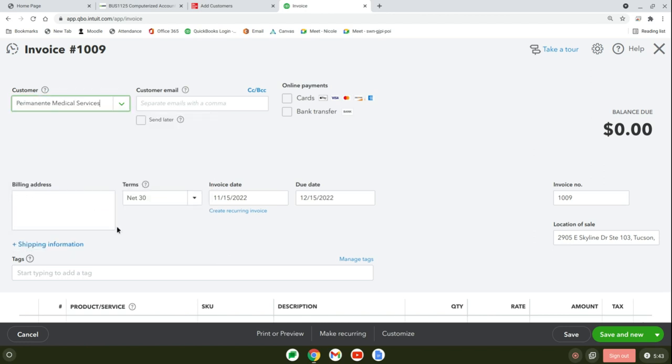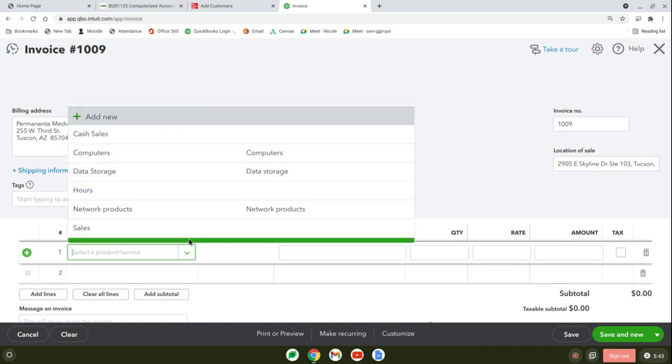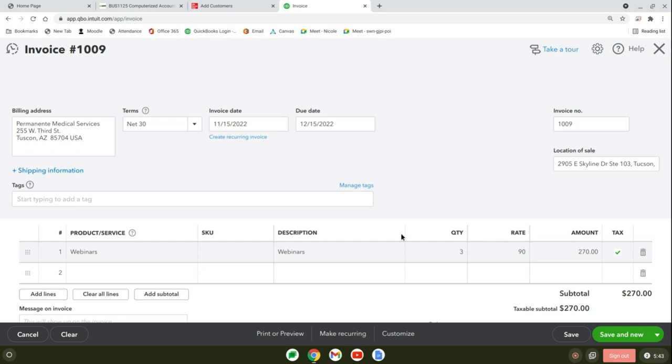So Permanente Medical Services, you need to select. The date is still the 15th. We have invoice 1009. We're going to select webinars. And then we're going to put quantity 3. And it comes out to $270.